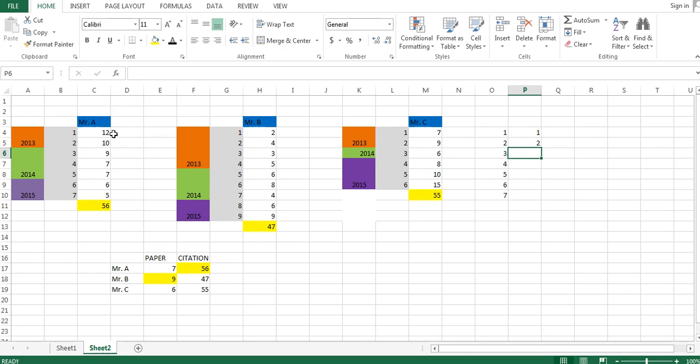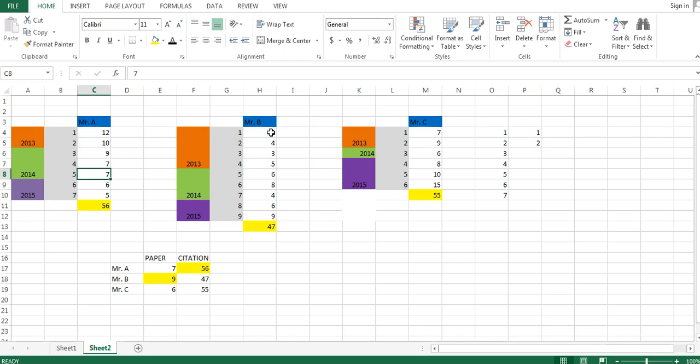explain clearly, suppose this is Mr. A. He has published 2 papers in the year 2013, and say the first paper has got 12 citations, the second paper has got 10 citations, and in the year 2014 he has published 1, 2, 3 papers. In these 3 papers, the third paper got 9 citations, the fourth paper 7 citations, the fifth also 7 citations, and so on. So likewise, in his total 7 papers he got 56 citations as a whole.